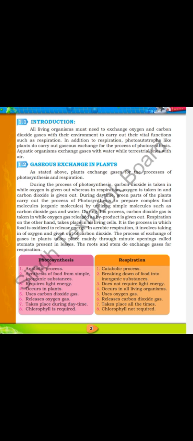So, dear students, for respiration in plants, minute pores are present which are known as stomata, and these stomata are present in the leaves, while some respiration also takes place within the roots and stem.